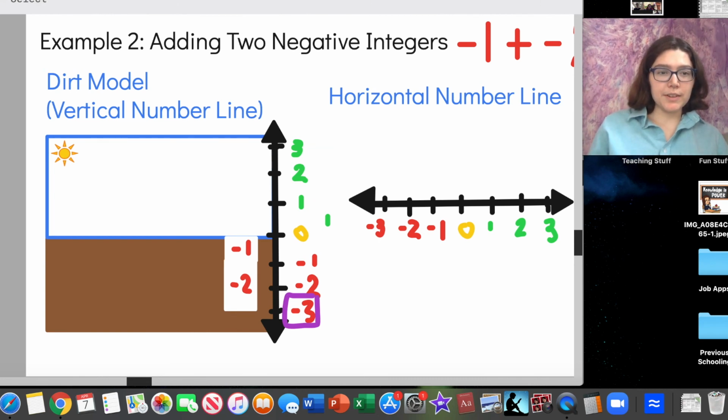So I can represent negative 1 as an arrow starting at 0 that goes down to negative 1. Okay, and then I could represent negative 2. An arrow starts at 0 and goes down 2. And what am I going to do when I add them together? I'm going to connect them. So first I'm at negative 1, and then I go 2 down from there. You end up at negative 3.